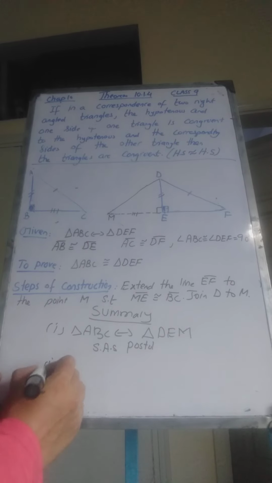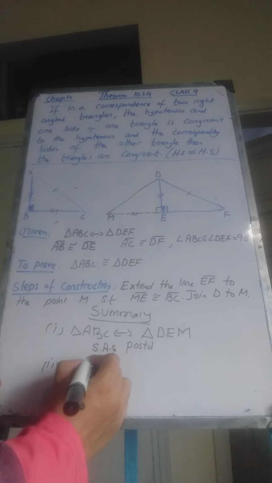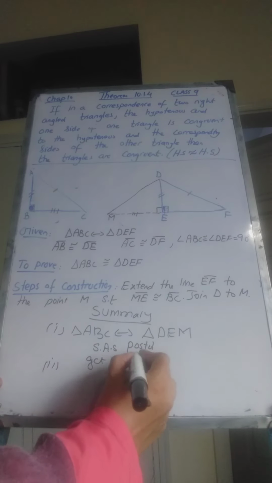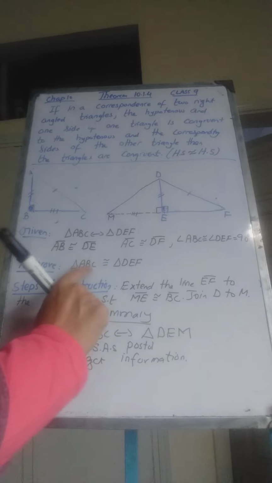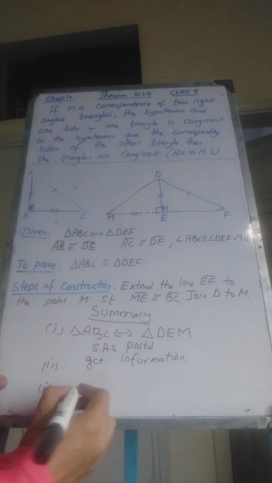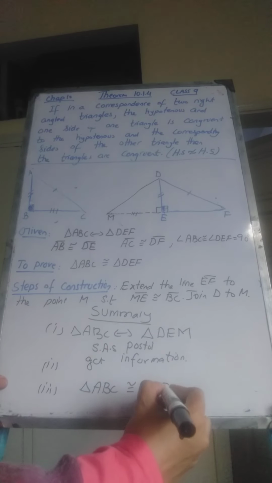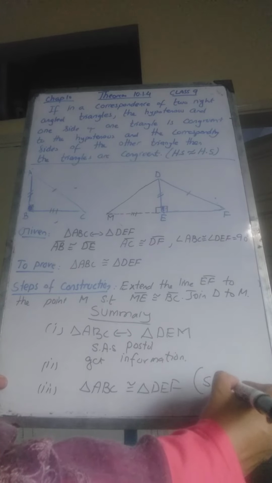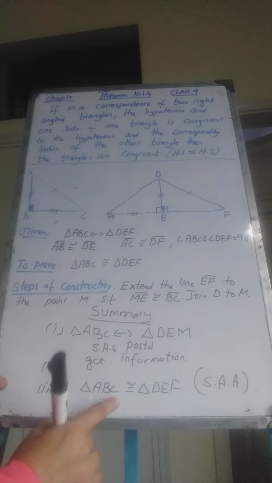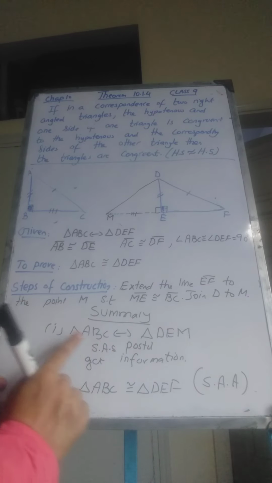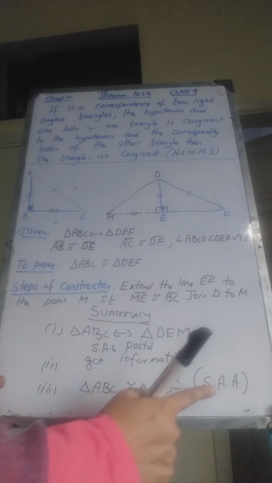The second step we are going to do, after proving these two triangles congruent, we are going to get enough information to prove these triangles congruent by SAA postulate. In the third step, we are going to prove the triangle ABC congruent to triangle DEF by SAA postulate, and we will be able to prove this with the help of the congruency of these two triangles.